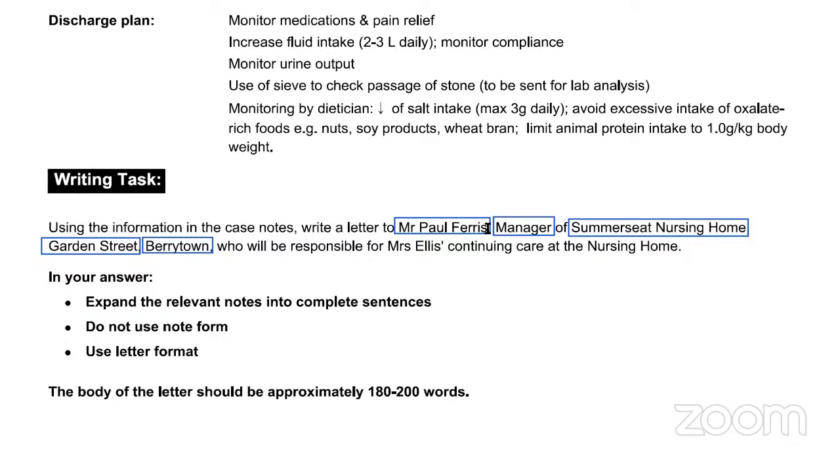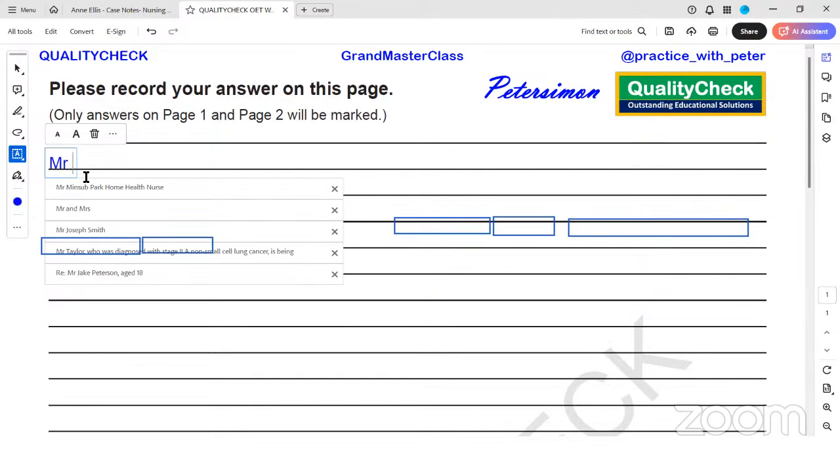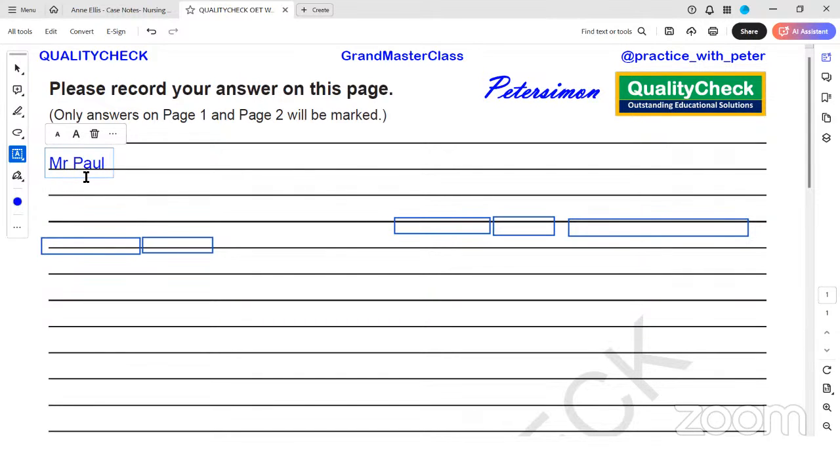Okay, Mr. Paul Ferris. So step by step, I'm going to show you here. Mr., M capital letter, Mr. Paul Ferris. Don't write comma, don't write anything. I'm patiently explaining you about everything.